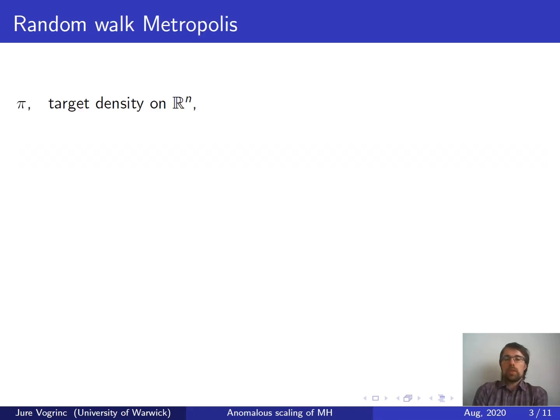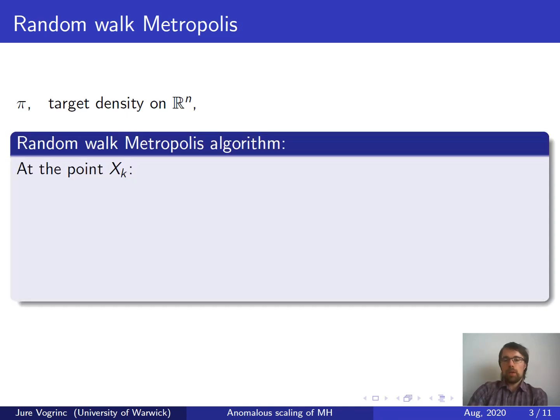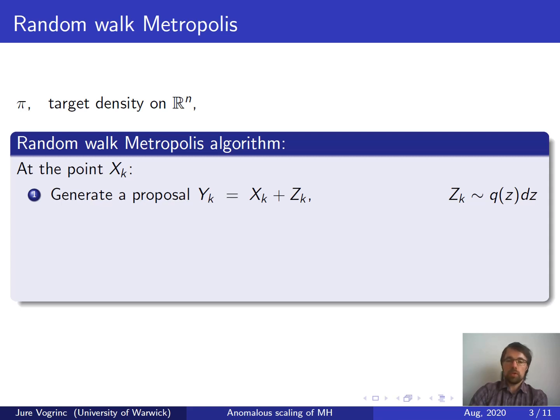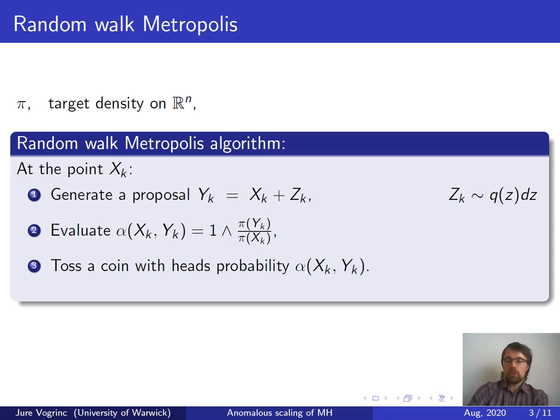So start with the target density on Rn that we would like to sample from. We do that using the random walk Metropolis algorithm, which evolves according to the following evolution rule. When you're at the point xk, you simulate a proposal by adding to xk a random increment that is given via a symmetric distribution on Rn called the proposal distribution. You then evaluate this alpha, which is the minimum of 1 and this ratio here. And finally, you toss a coin with heads probability alpha. In case of heads, you accept the proposal and you move there. In case of tails, you reject the proposal and you stay where you were.